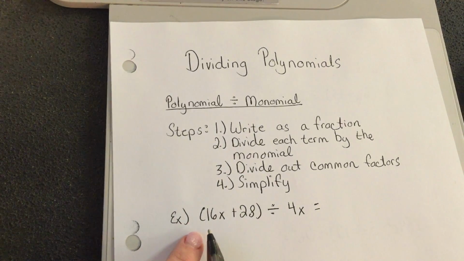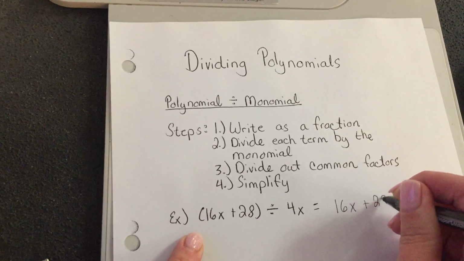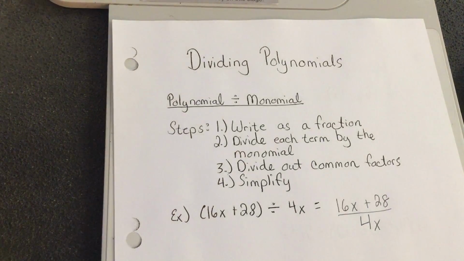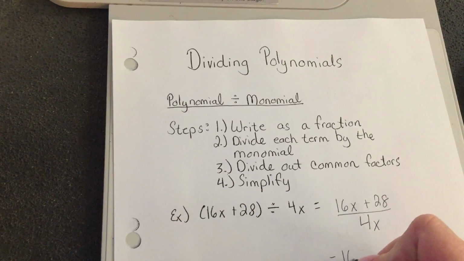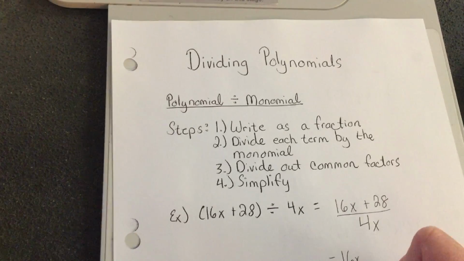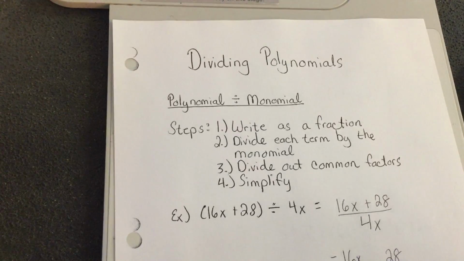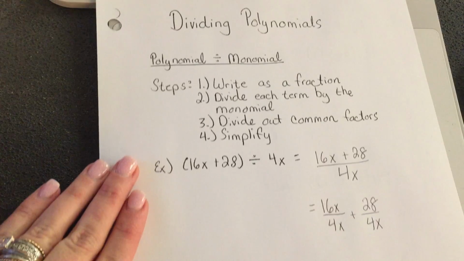The first thing we have here is we're going to write this on top: 16x plus 28 over 4x. Now I'm going to divide out. I want to separate this, so I'm going to write 16x over 4x plus 28 over 4x. I'm just taking my denominator and putting it under each monomial of my numerator. Check it out on the video, y'all.